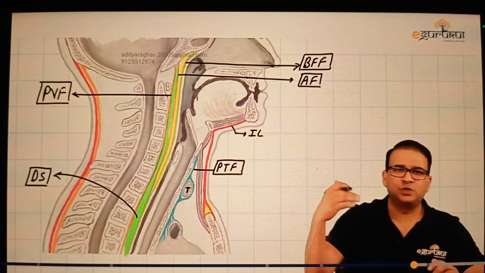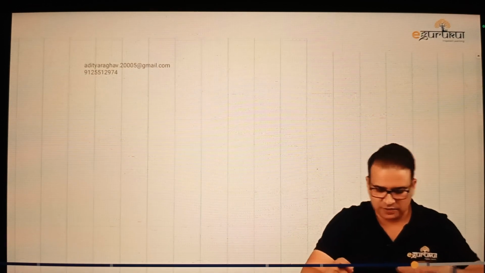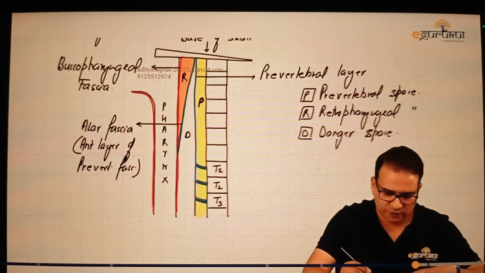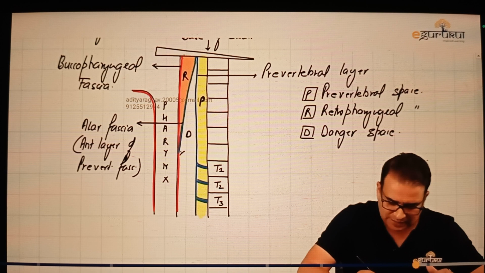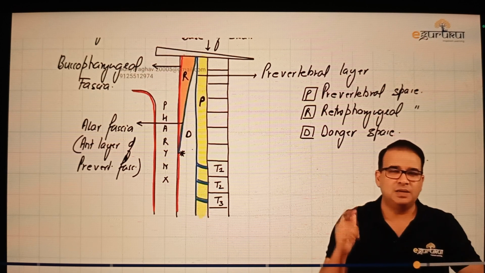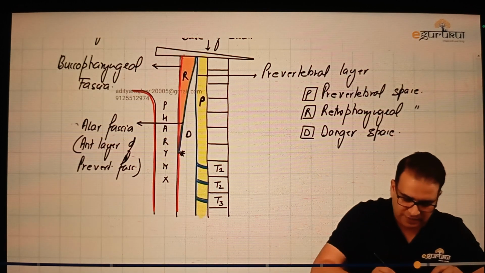The question asked was, we said alar fascia is fusing with the buccopharyngeal fascia, but at what level? Just take it back for a second. We said that alar fascia, you saw it is merging with the buccopharyngeal fascia, right? I'm putting this asterisk sign here, that's the point where it is merging. At what level it merges is quite variable. It can merge anywhere between C6 to T4.